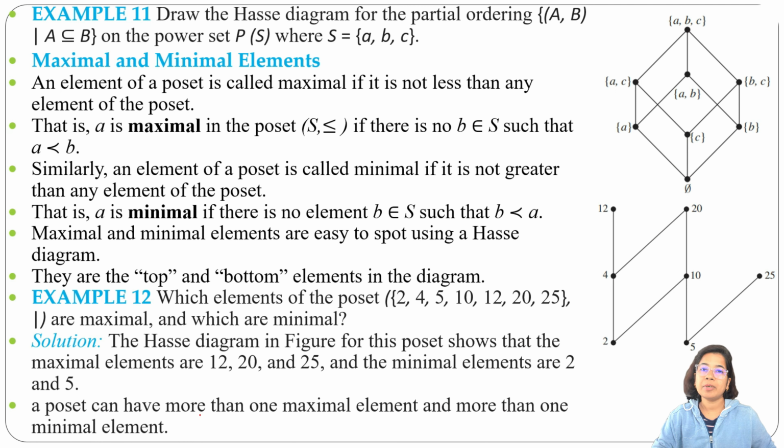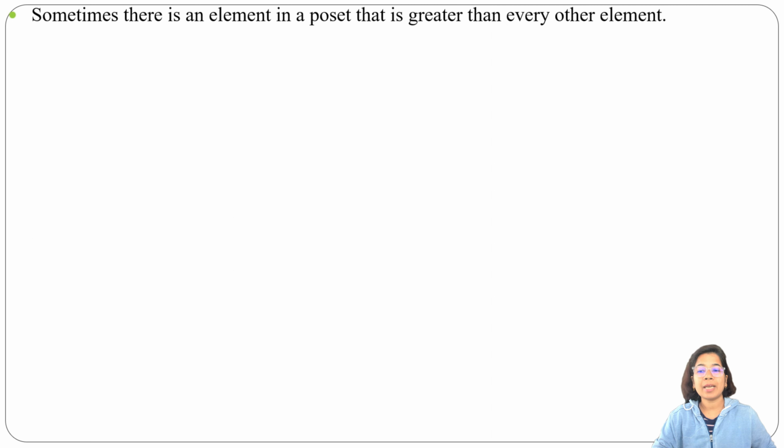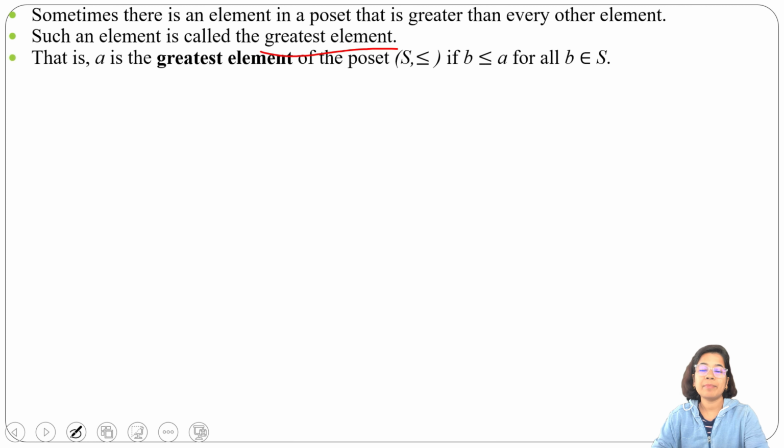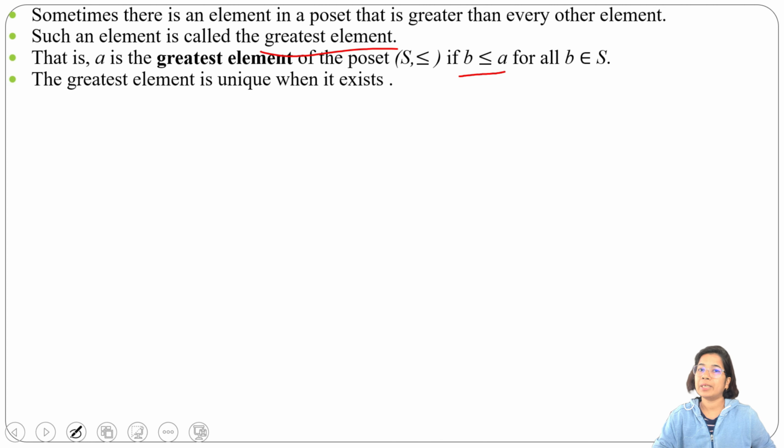So there can be multiple maximal and multiple minimal elements, but there can be only one greatest and one least element. Sometimes there is an element in the poset that is greater than every other element, and such an element is called the greatest element. So A is the greatest element of the poset if B is less than or equal to A for all B belonging to S. Means for all B, that should be less than or equal to A. And there can be only a unique greatest element if it exists. There may or may not exist a greatest element. If it exists, it should be unique.